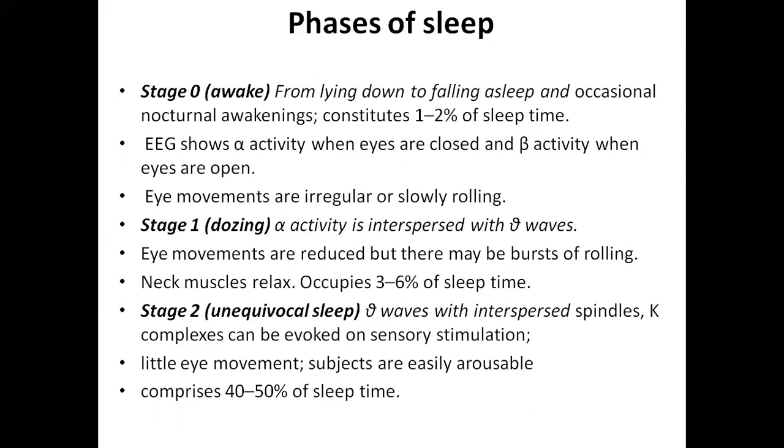Here the eye movements are reduced, but there may be bursts of rolling, and neck muscles relax. It constitutes about 3 to 6% of sleep time. Coming to stage 2, which is the maximum part, comprising 40 to 50% of sleep time, we can see little eye movements, subjects are easily arousable, and EEG shows theta waves with interspersed spindles and K complexes, which can be evoked on sensory stimulation.